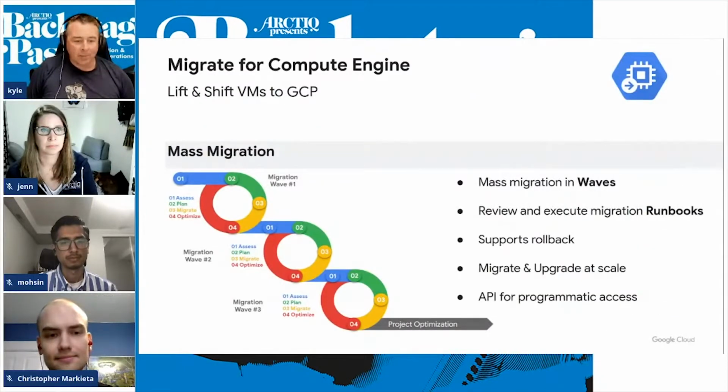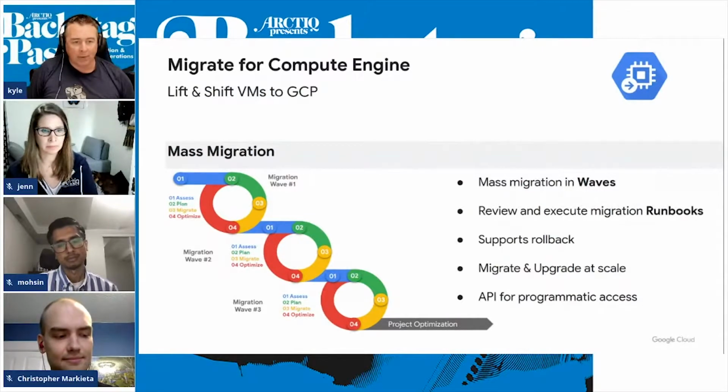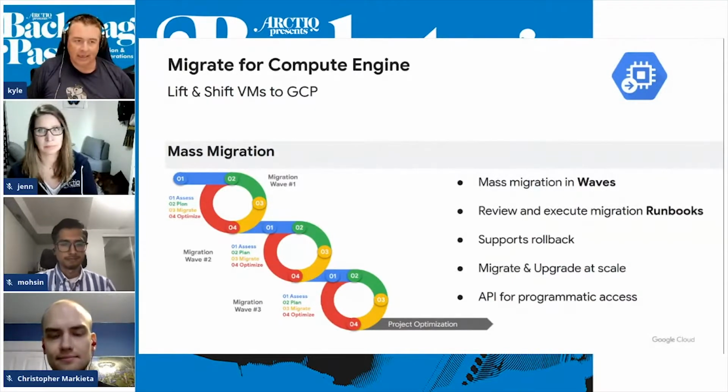We're not going to jump into this too much today, but Google also has Migrate for Compute Engine, and that's more of your lift and shift. Take a virtual machine, move it into GCP as is, and just run it as a virtual machine. So this is one wave on the migration that you can take, one option.